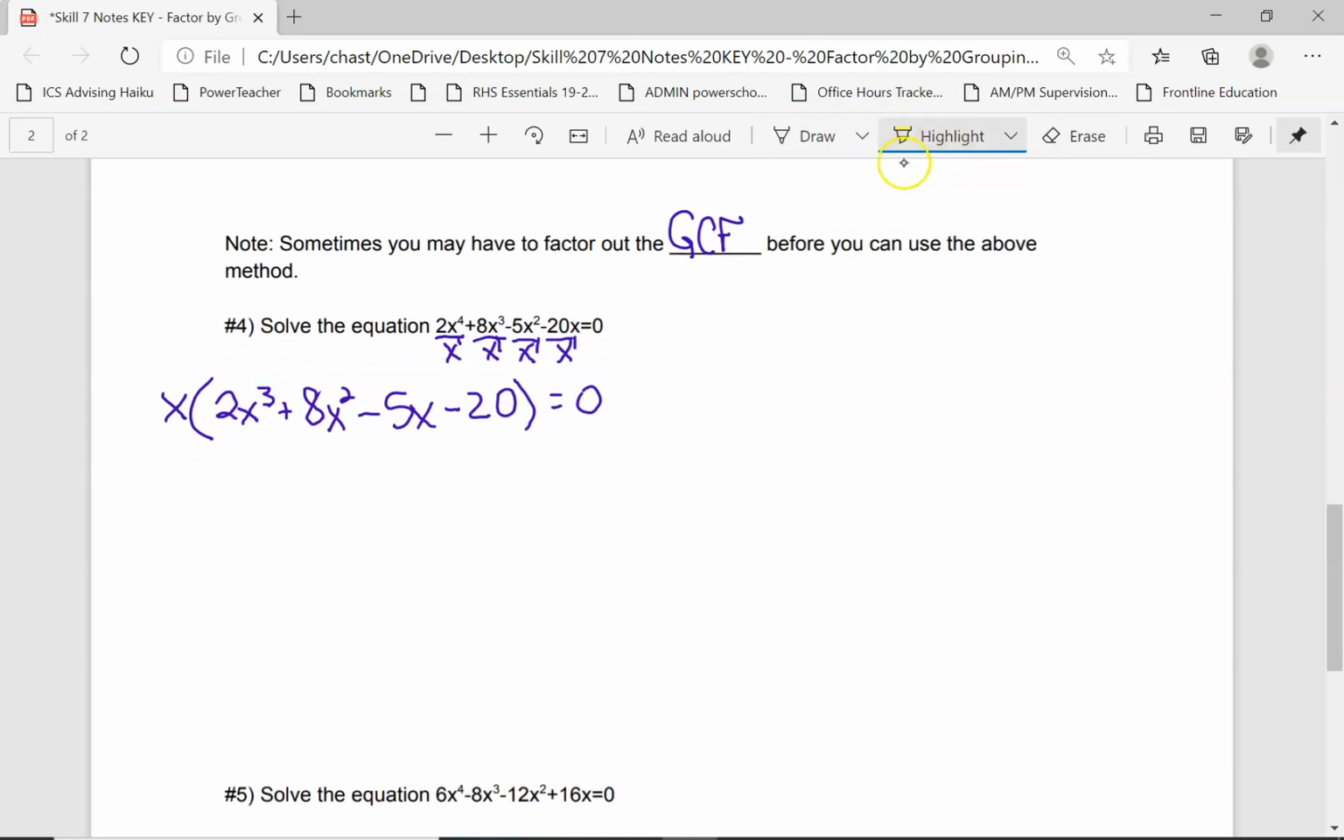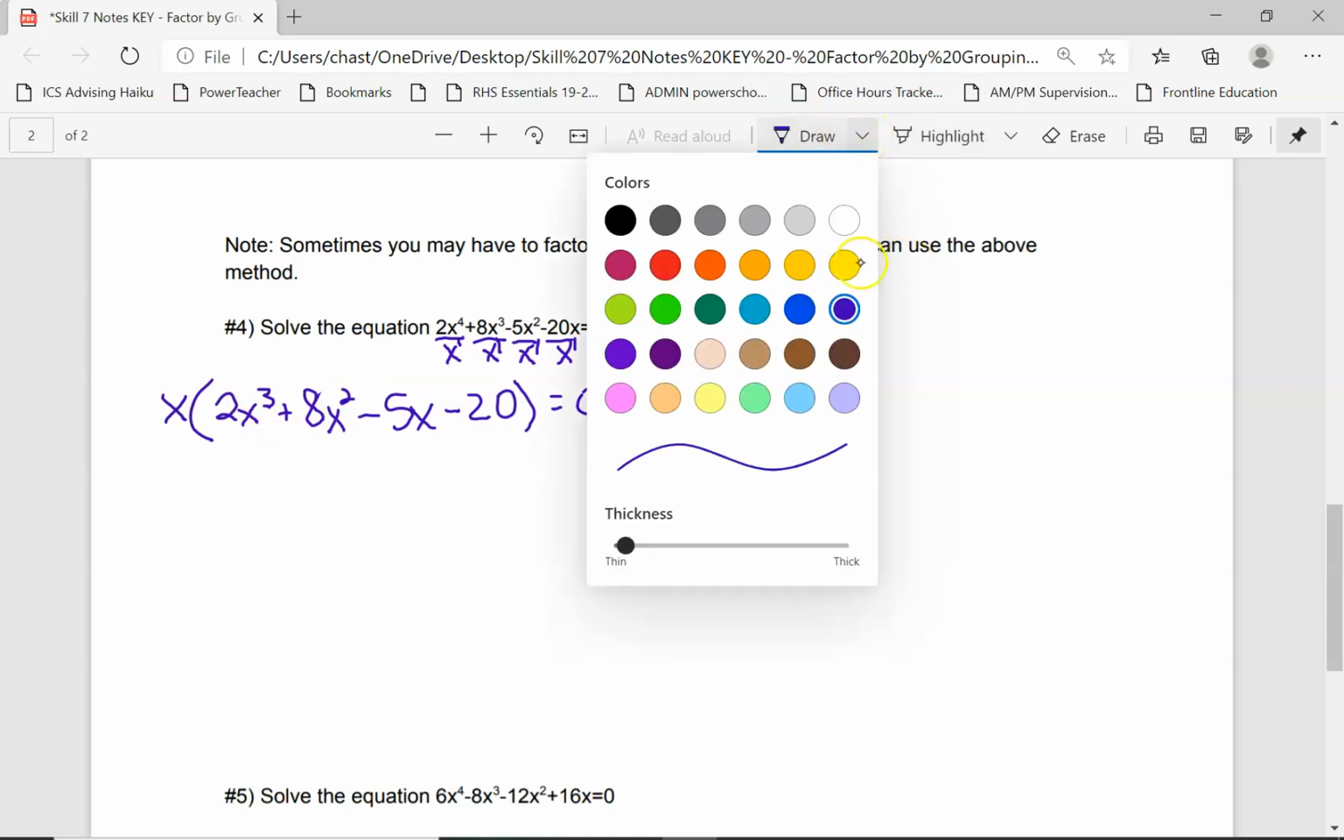Maybe I'll highlight it. I don't know how to highlight on here. No, maybe I'm not going to highlight. It's okay. I'll use just a different color here.